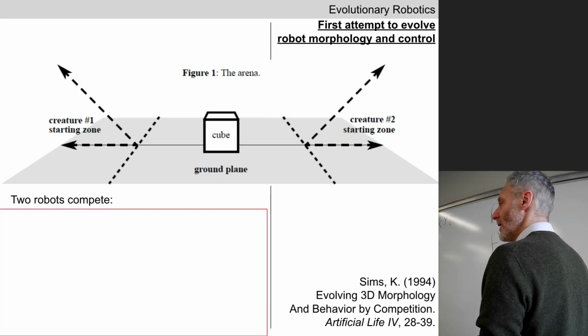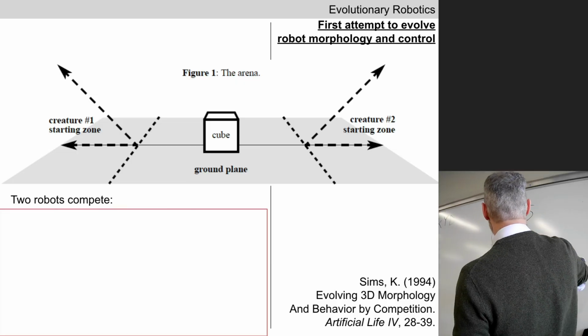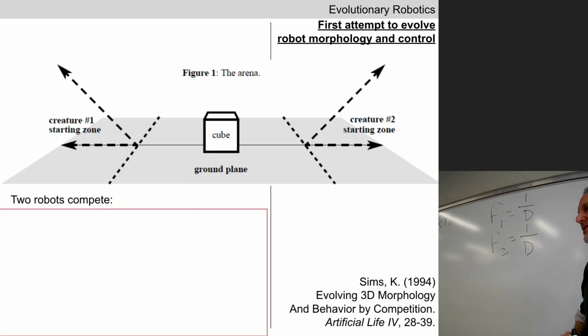To be as close to the cube as possible. Let's start with 1 over D. Simplest thing, right? So D is distance. It's always going to be positive. So you get a really, really high value if one of your body parts is really, really close to the cube. Okay, it works. That might work.